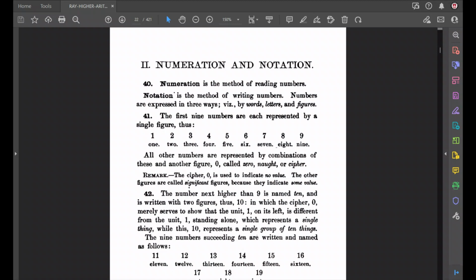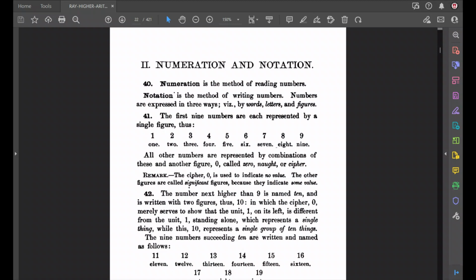Numeration is the method of reading numbers. Notation is the method of writing numbers. Reading and writing. Numeration and notation.